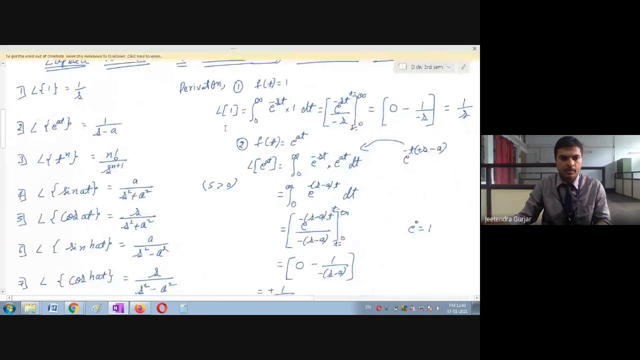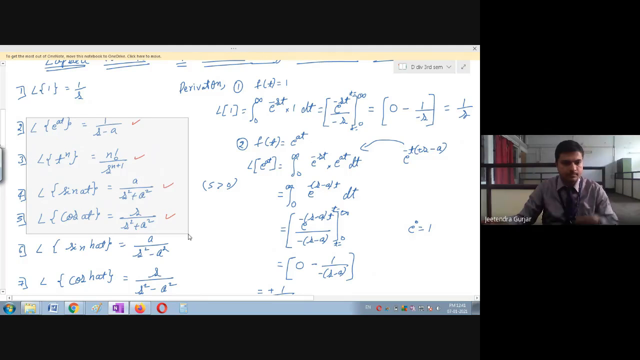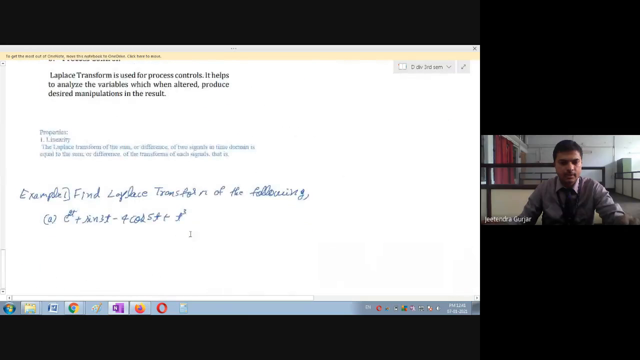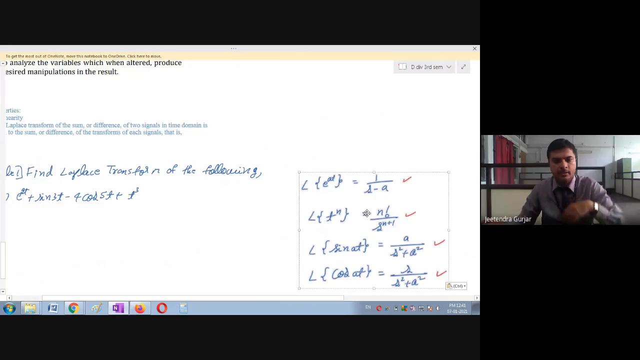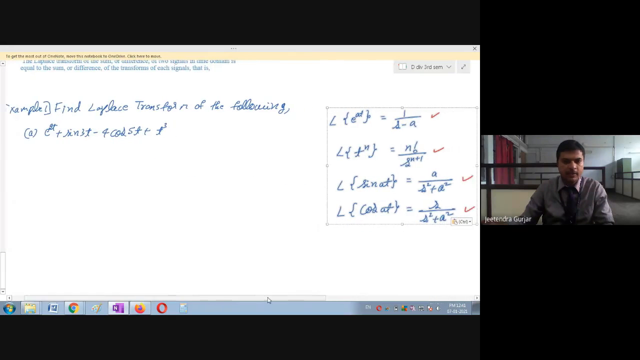So these are the formulas, students. In this example, I will use the formula e raised to at, and we have sine at, this formula I'm going to use, and cos at I'm going to use this formula, and this formula directly. Okay, so I rewrite all these formulas once again to simplify this example, students. One can easily see the formulas and solve this example very easily.